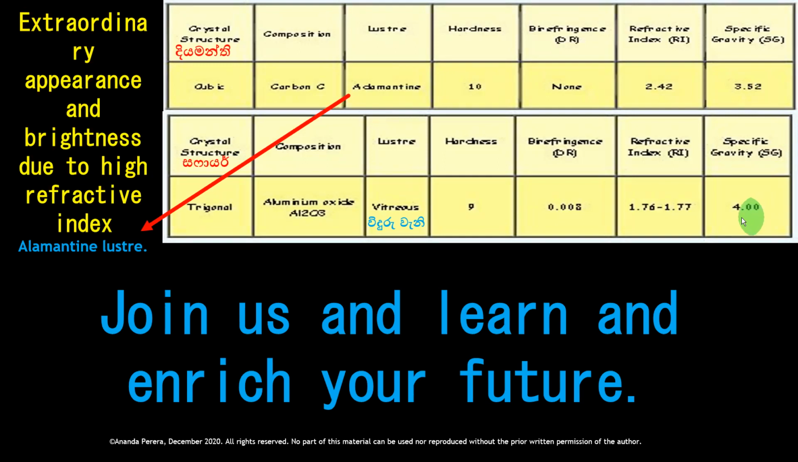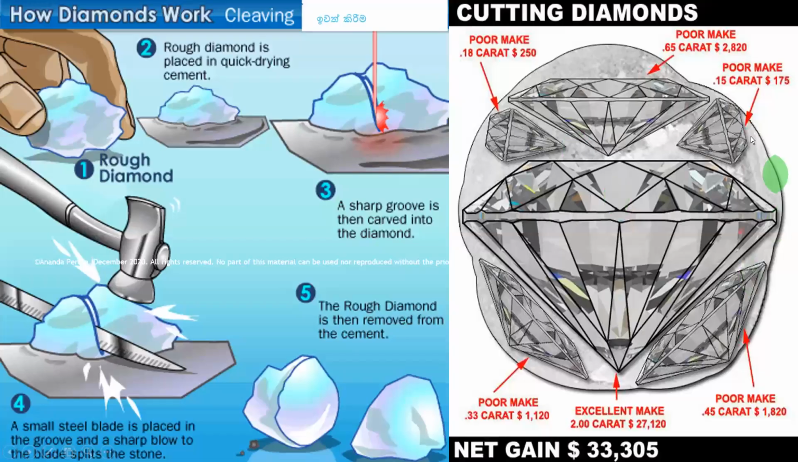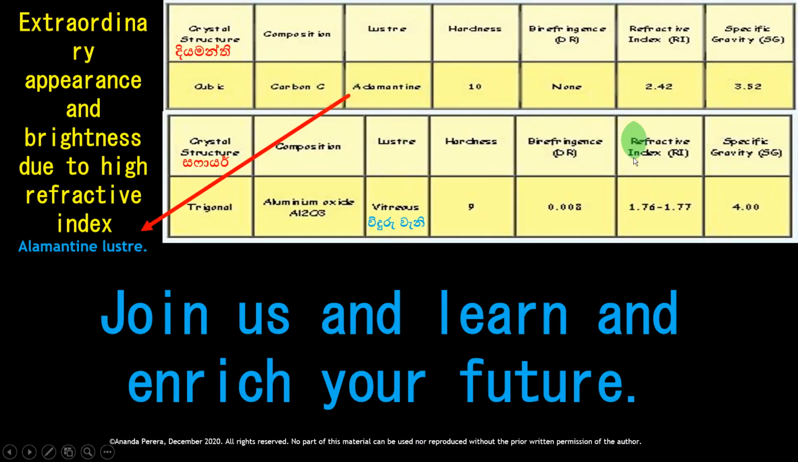Now you could understand the differences between sapphire cutting and diamond cutting, and the appearance and the other physical and chemical properties.